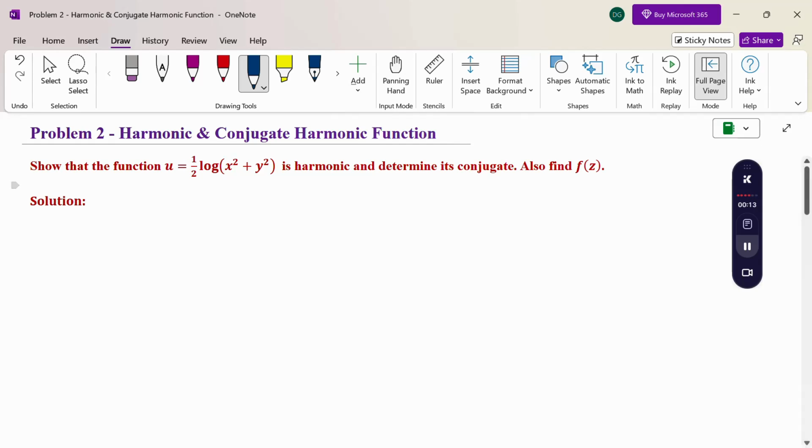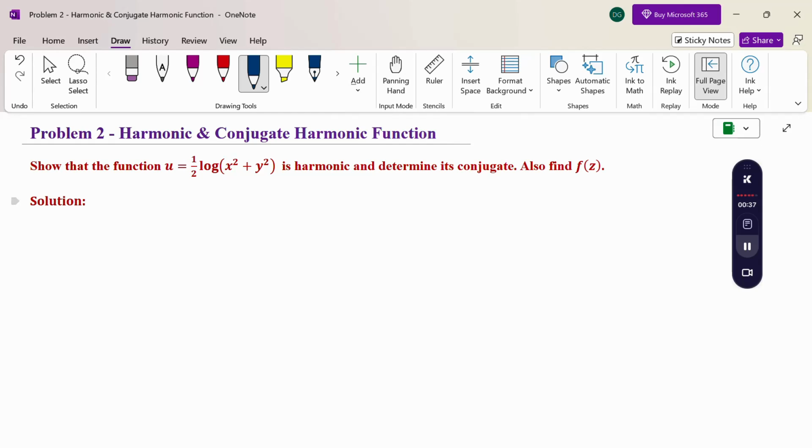In this section we are going to discuss harmonic function, conjugate harmonic function, f of z type of problem. Look at this problem: show that the function u equal to 1 by 2 log of x square plus y square is harmonic and determine its conjugate, also find f of z. Now first of all, u is given, we should prove harmonic.